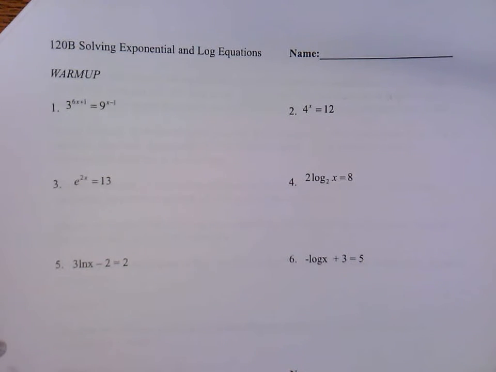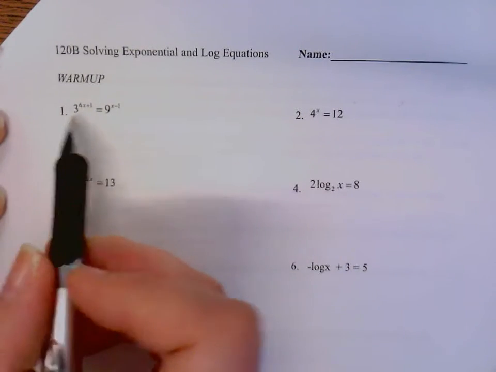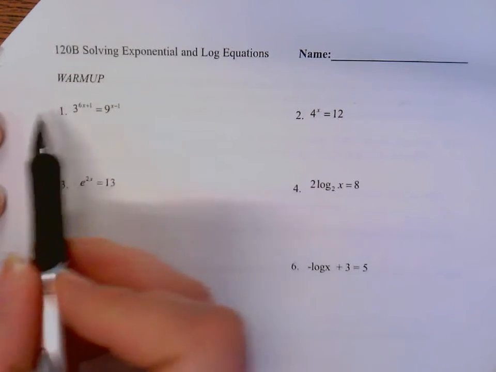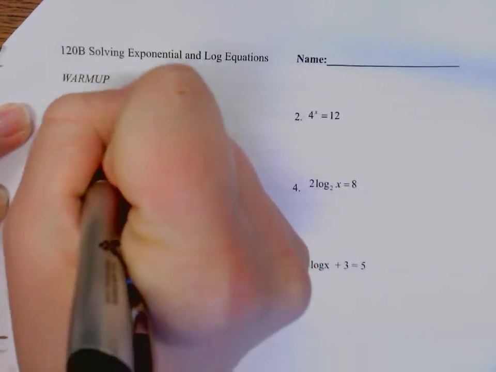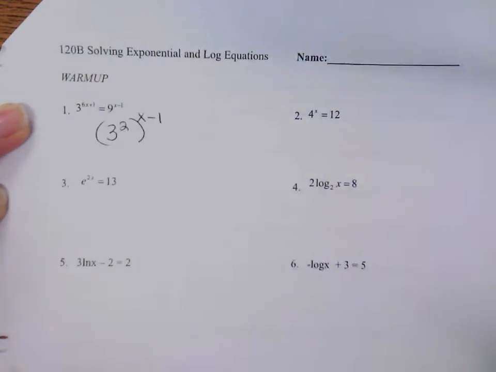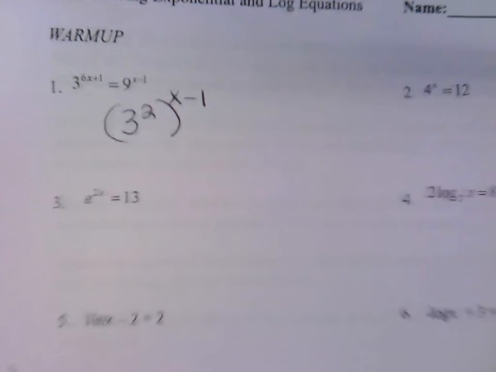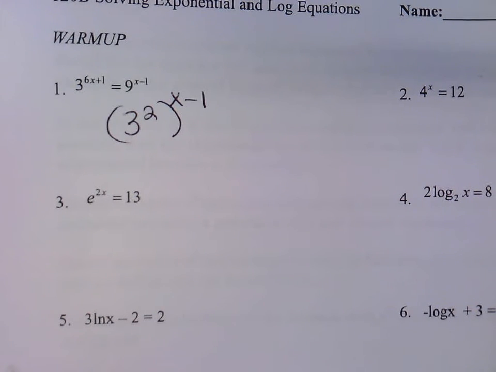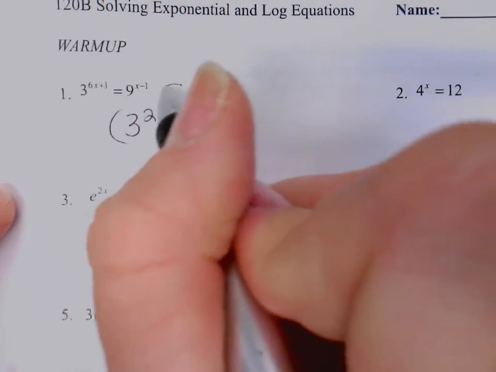Some of these aren't going to be on your quiz tomorrow because you're not going to have a calculator on the quiz. So number 1 would be fair game for the quiz because I can make a common base of 3. So this can be written as 3 squared to the x minus 1 power. Because 3 squared is 9, all I've done is replace the 9 with a 3 squared, and then I'm going to distribute this exponent.